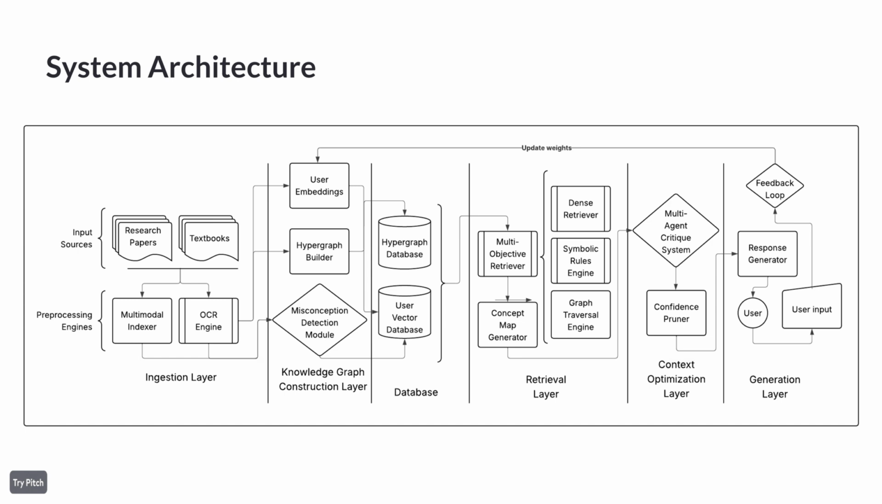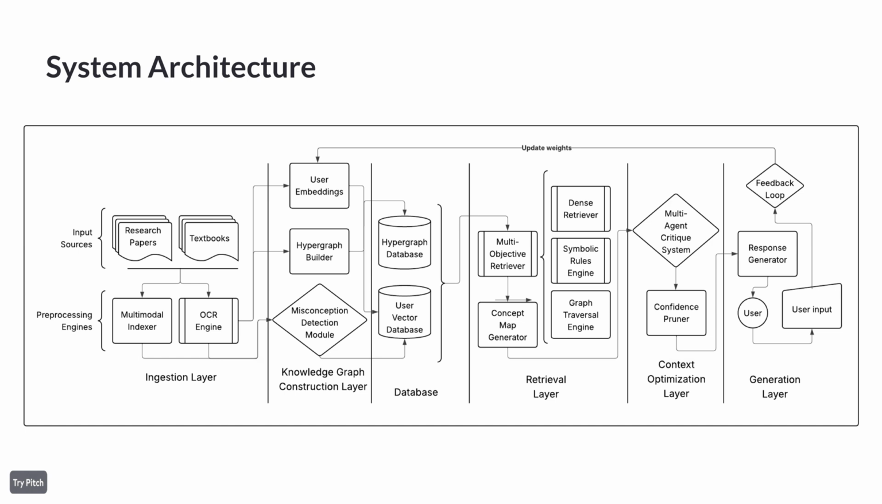The next layer is the knowledge graph construction layer. The goal is to turn raw information into structured knowledge. We do that by using user embeddings, hypergraph builder, and misconception detection module. We store all this in a database. We use specifically two databases, a hypergraph database and a user vector database. The hypergraph database stores the concept graph, while the user graph database stores user profiles.